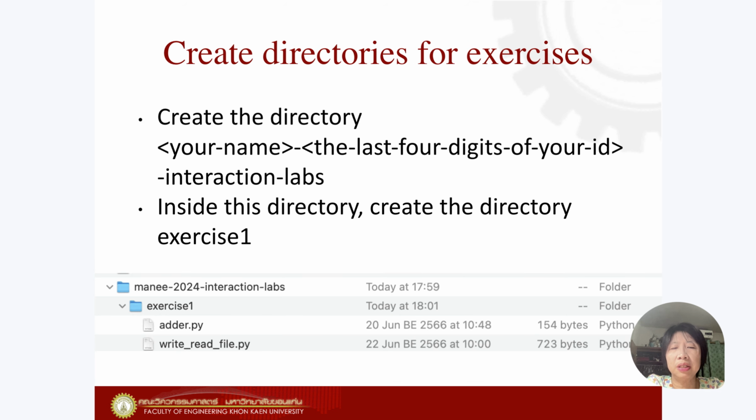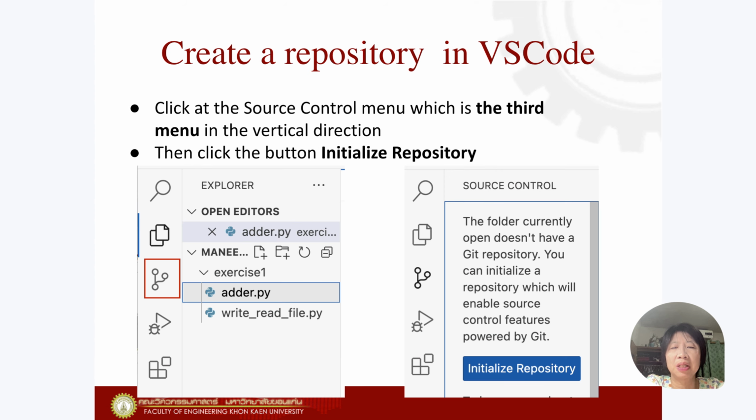Okay, so here in the interaction labs directory, you want to create a directory named exercise 1. And in this exercise 1, you add the Python files that I asked you to implement, right? Adder.py and write_read_files.py. And then you use Visual Studio Code.